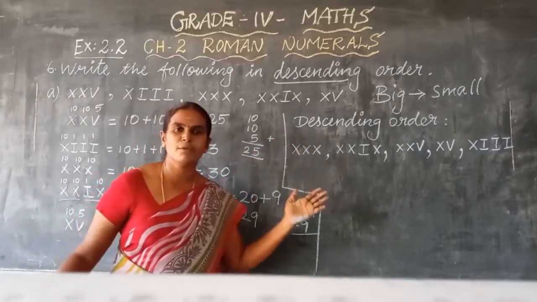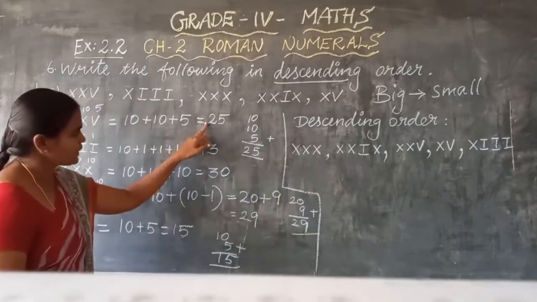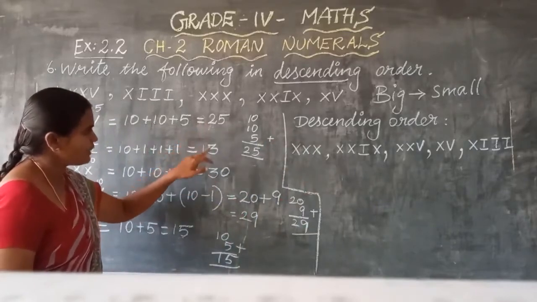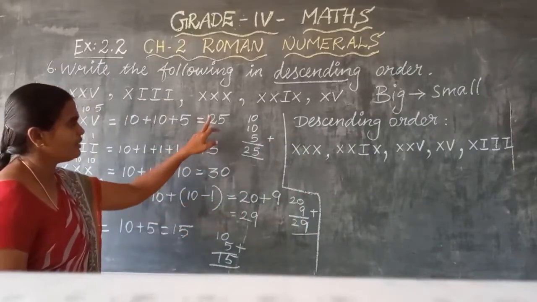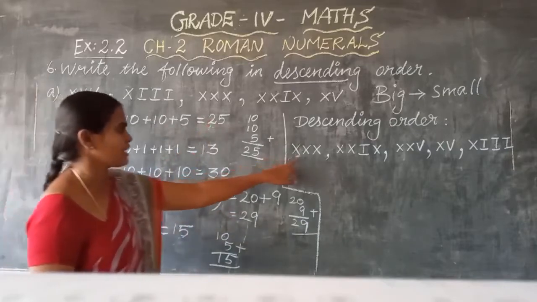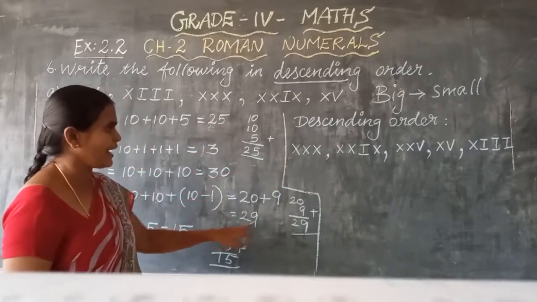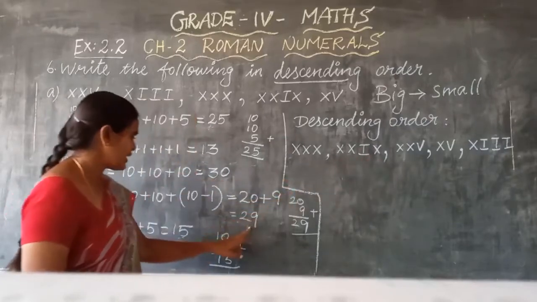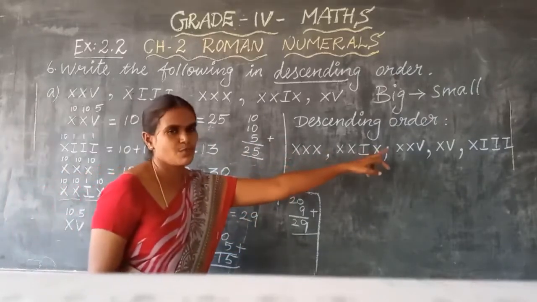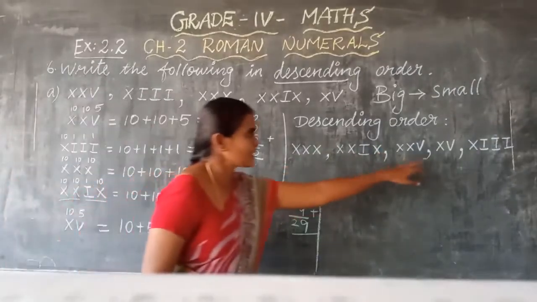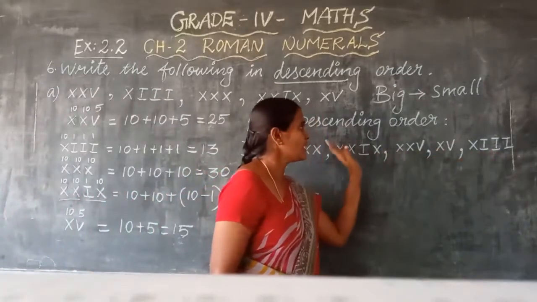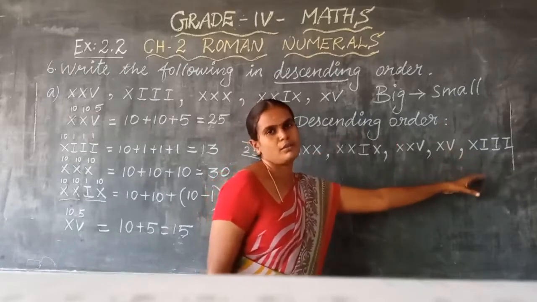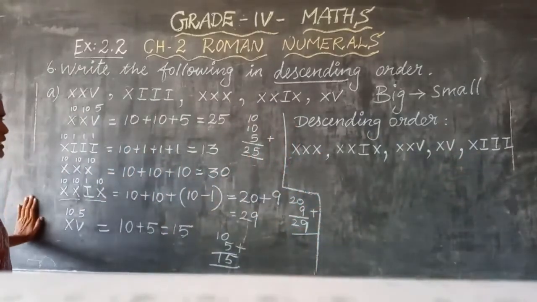Descending order means big number to small number. See here 25, 30, 30, 29, 15. Here biggest number, which one is the big number? 30. So XXX. Next 29. XXIX. Next 25. XXV. Then 15. XV. Then 13. XIII. So descending order means big to small. Okay. So these sums copy in your class work note. Write neatly.